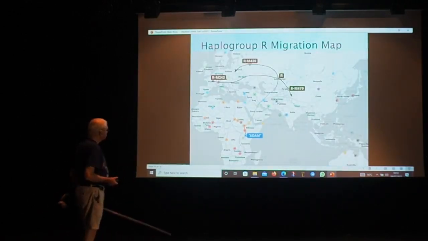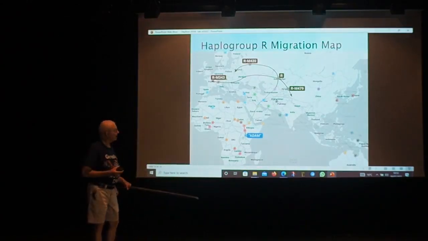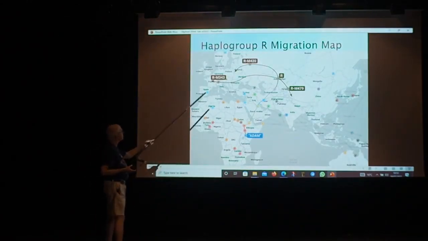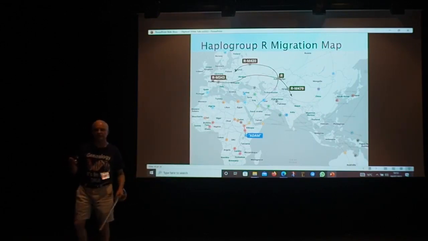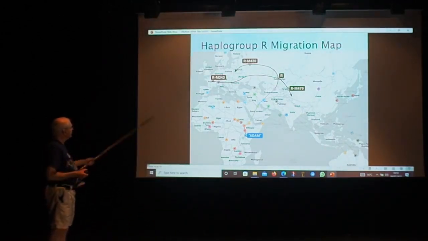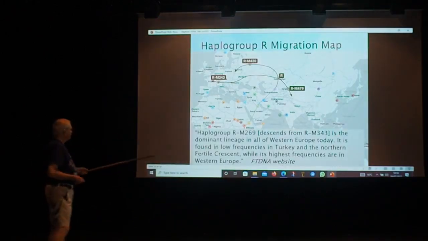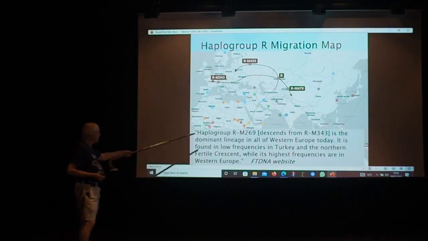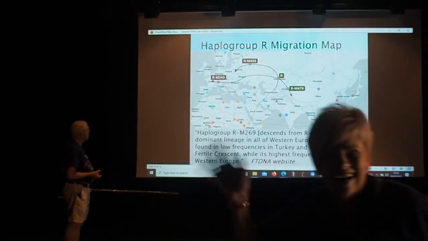The haplogroups. Haplogroups are people that share similar DNA. I used to think that these haplogroup numbers related to a position on the Y DNA chain, but after driving around Scotland yesterday, I think these actually refer to Scottish highways. You can see this is what it says about our haplogroup. It's the most dominant lineage in all of Western Europe today, so it's not surprising that we share that with a lot of other people.